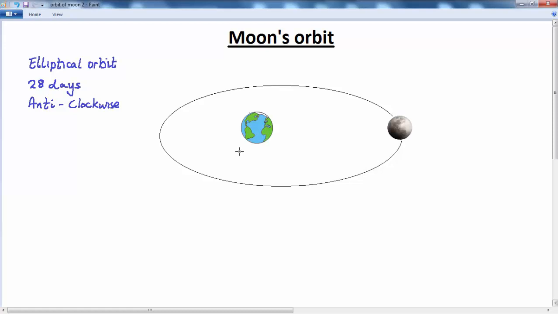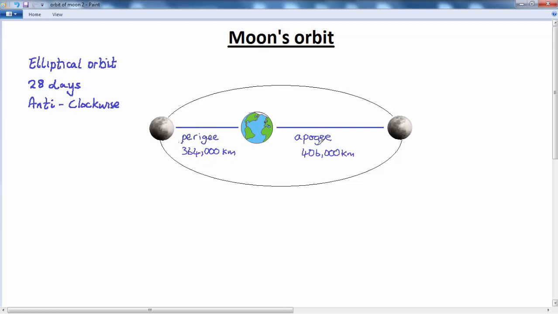Now, because the Moon is moving in an elliptical orbit, there are times in its orbit when it's quite near to the Earth. This is known as the perigee, and when it's in its perigee, it's at approximately 364,000 kilometers. And then when it moves to the opposite side of the Earth, this is known as the apogee, and at the apogee its distance is approximately 406,000 kilometers.